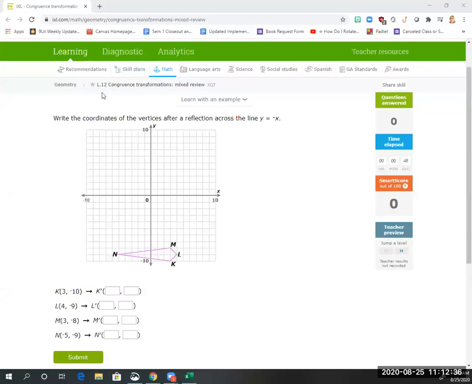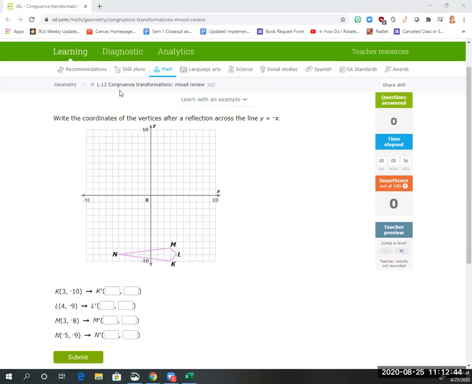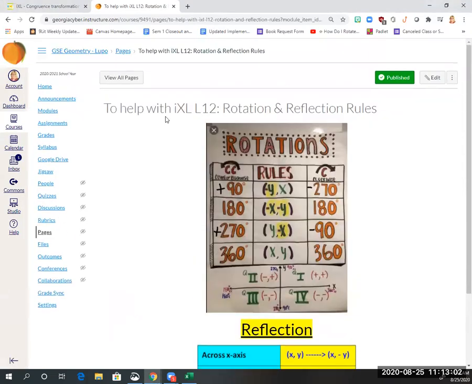Okay, I've had some people ask for help with IXL L12. First thing you need to do is make sure you're logged in and it has your name up here and you're on the correct one, and you want to get a SmartScore of 70. So if you look here, it asks, write the coordinates of the vertices after a reflection across the line y equals negative x. Well, if you're not sure about that, you can come over here to Canvas.